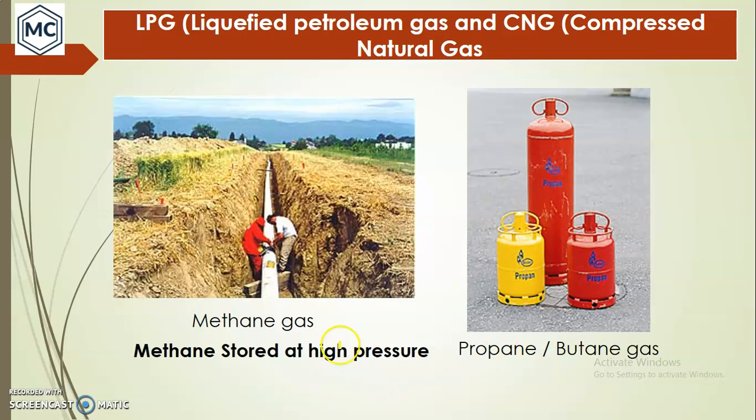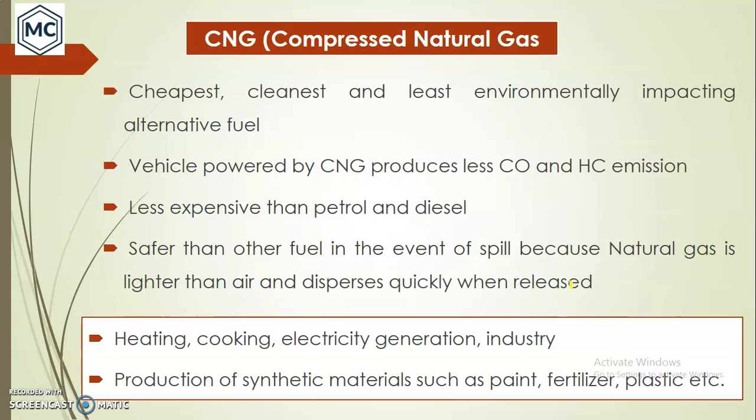Next one is what is meant by LPG, liquefied petroleum gas, and CNG, compressed natural gas. CNG is methane gas, methane stored at high pressure, as shown here, and LPG is usually propane or butane gas. CNG, compressed natural gas, is the cheapest, cleanest, and least environmentally impacting alternative material.